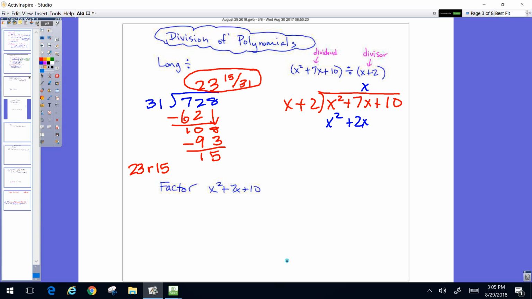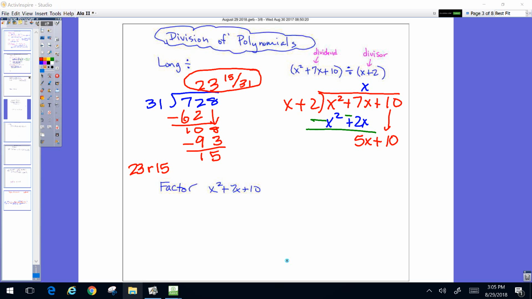And over here I subtracted, so over here let's subtract now. And when I do, the result is always going to eliminate that highest degree and leave me with the next lower one. And so then I would bring down, just like I brought down over here, the 8, I'm going to bring down the 10.